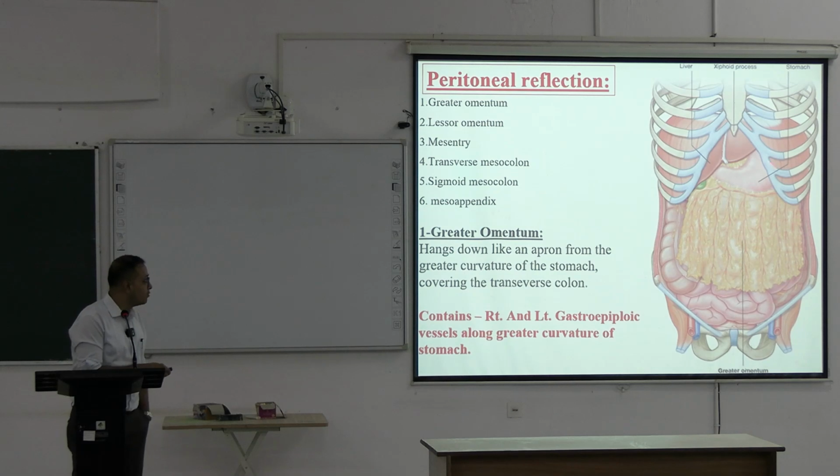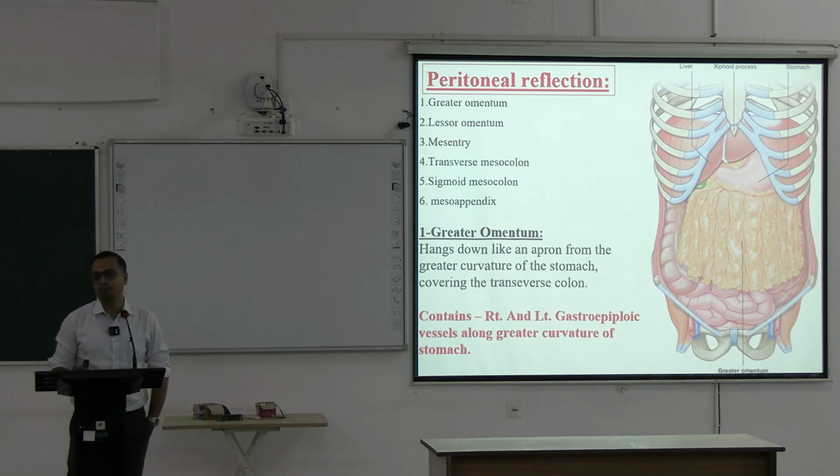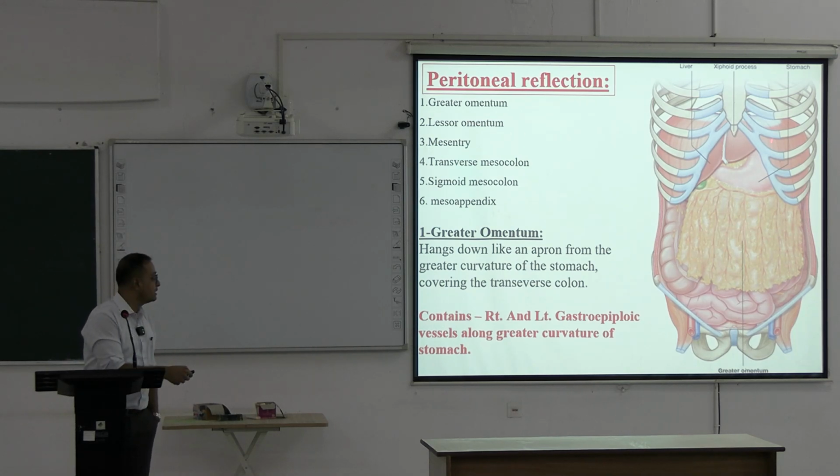Hanging from these two curvatures we have two peritoneal reflections. The peritoneal reflection hanging from the greater curvature we call the greater omentum. And between the lesser curvature and the liver we have a reflection we call the lesser omentum. So the peritoneal reflections related to the stomach are the greater omentum and lesser omentum, present on the two curvatures of the stomach.